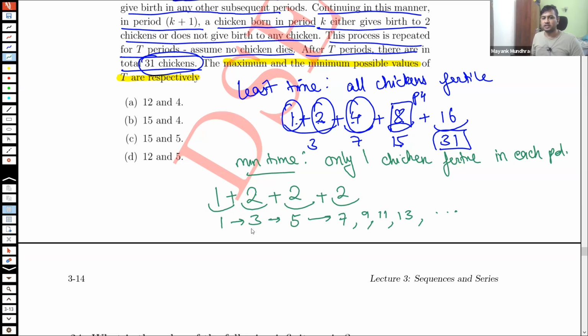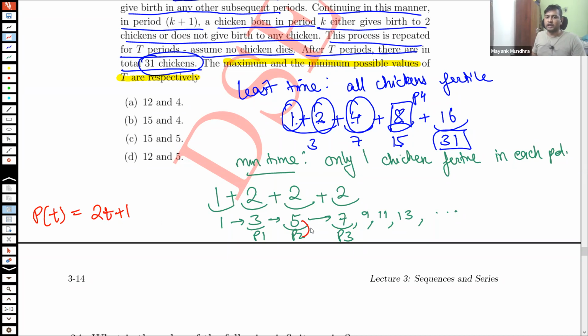So this is the population. In period 1, the new chickens are born, so the total population in period 1 becomes 3. In period 2, this is the population. In period 3, this is the population. So population in period T is basically 2T plus 1.